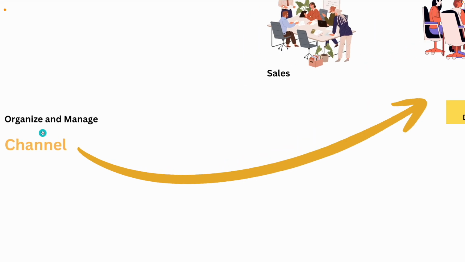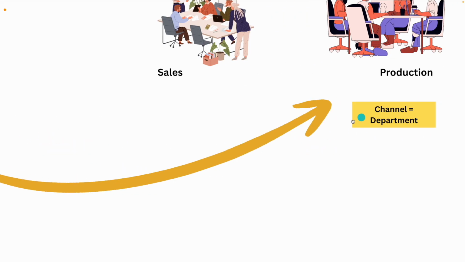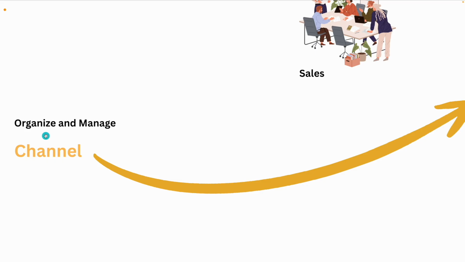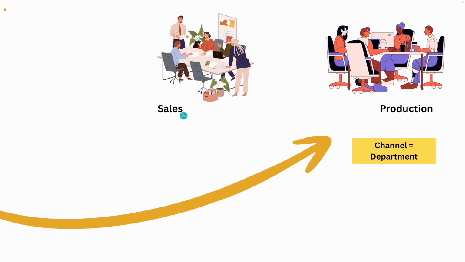So as we have mentioned, channel equals department. That is what we told you. So why do we create channels, or why does any company create channels? It is basically to organize and manage things properly. For example, let's say any company is going to have various departments, let's say a sales department, a production department. So it becomes very easy for us to manage things.